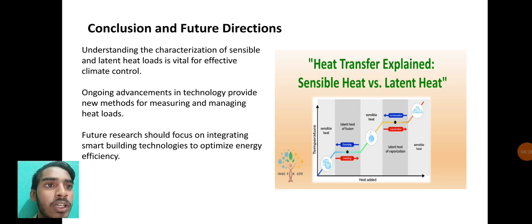Heat transfer explained. Sensible versus latent heat. Temperature versus heat added. First one, sensible heat. Second one, latent heat of fusion. Third one, sensible heat. Fourth one, latent heat of vaporization. Fifth one, sensible heat.